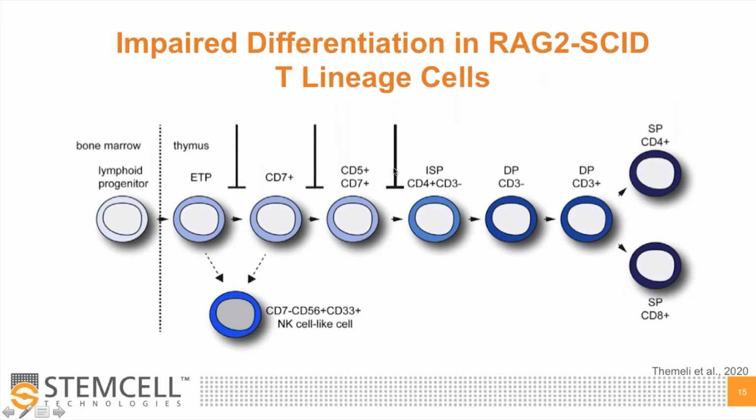So they summarized their findings by showing different blocks, different stage blocks from the early thymic progenitors, the CD7 positive stage, as well as the partial block from the CD7 to the CD7 and CD5 double positive stage, and then pretty much complete block prior to the ISP stage. And they also observed these NK-like cells that are CD7 negative, but CD56 and CD33 positive.